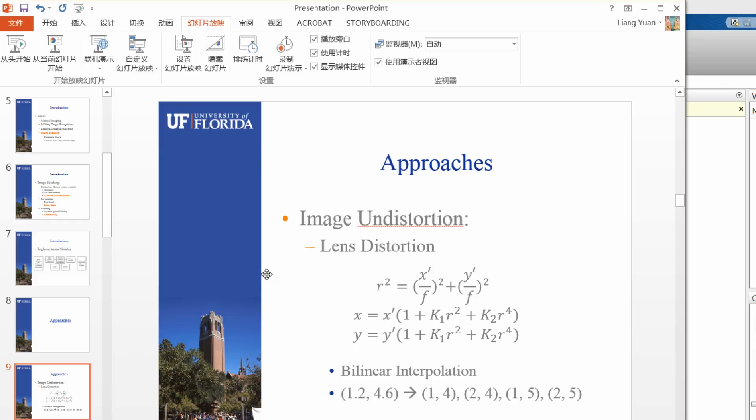Another thing we need to consider is the bilinear interpolation, because the XY pixel coordinate may sometimes not be integer, so we need to translate this non-integer pair into 4 integer pairs.